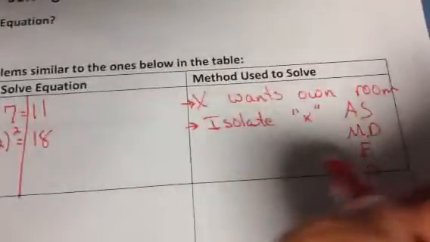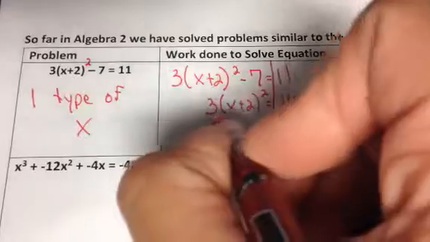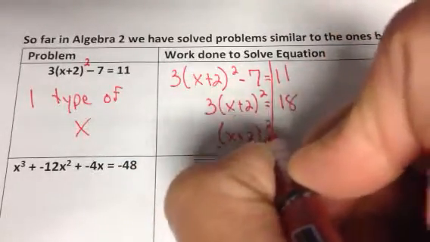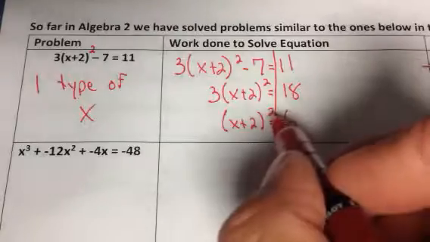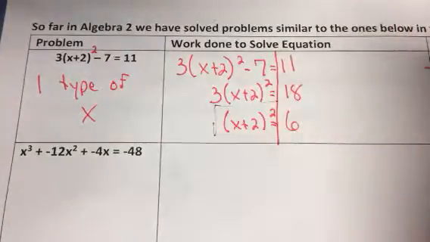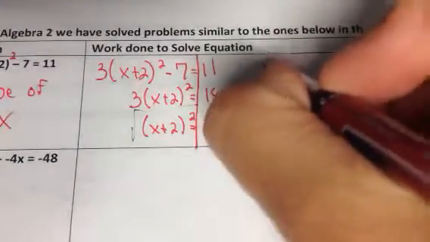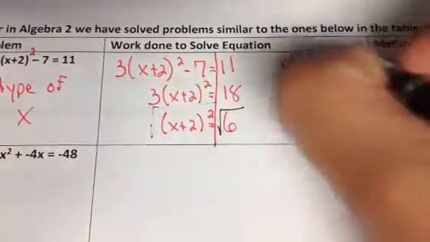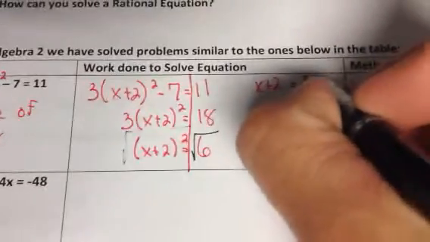The next thing we're going to do is move anything that's being multiplied or divided. And this 3 is multiplying the parentheses, so I'm going to move it by dividing. And that turns my 18 into a 6. And then the next thing I'm going to get rid of is the exponent, so I'm going to square root. So when I square root this side, that cancels out the 2, so you're just left with x plus 2. And then you're going to square root the 6, and you could just write it like this.